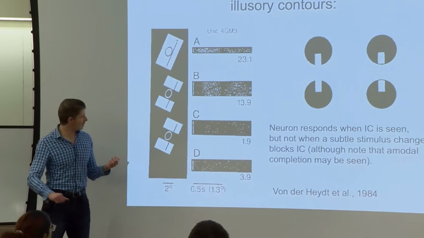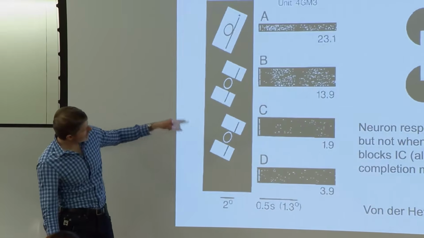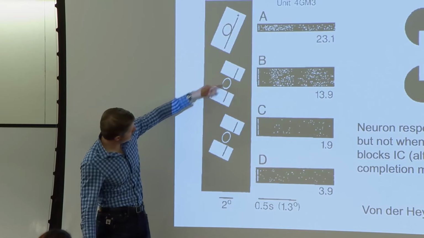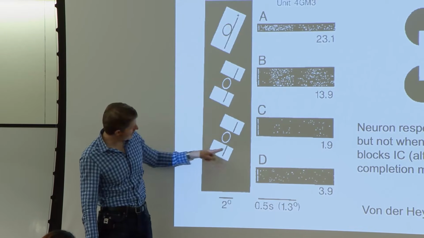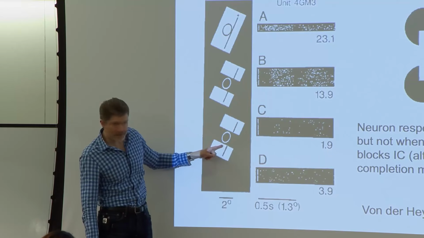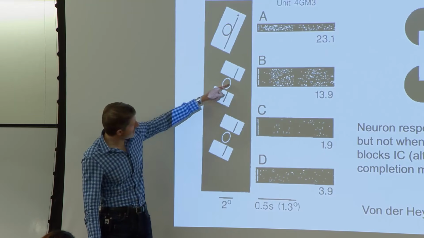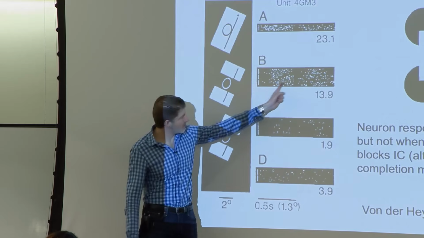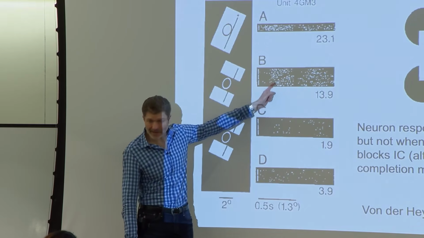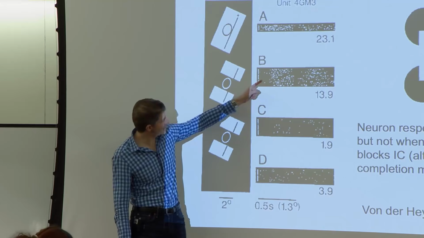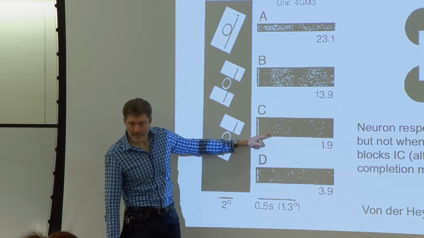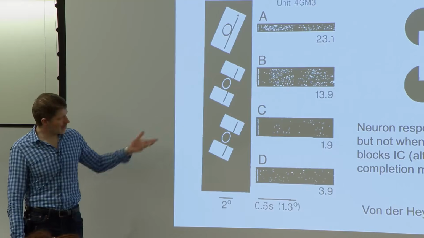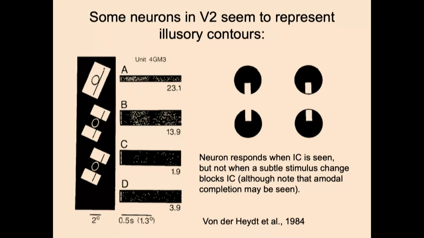And so von der Heydt used this to probe for responses to the illusory contour. You have these two stimuli that are almost the same, except for this really small difference. In this case, you see the contour, and in this case, you don't. And what he found was that in this case, you get a big response, so lots of dots on the raster here, action potentials. And in this case, you don't. So it's evidence that these neurons are responding to these illusory contours.